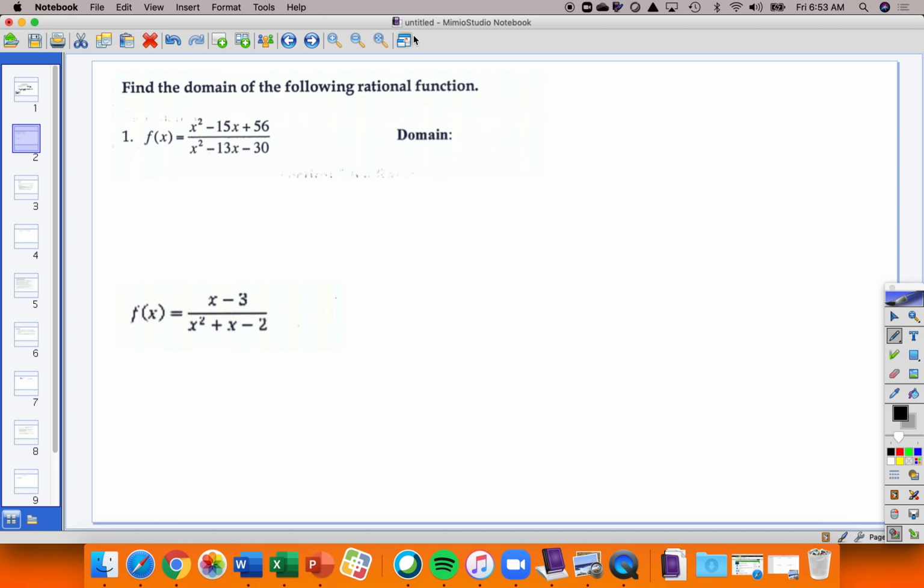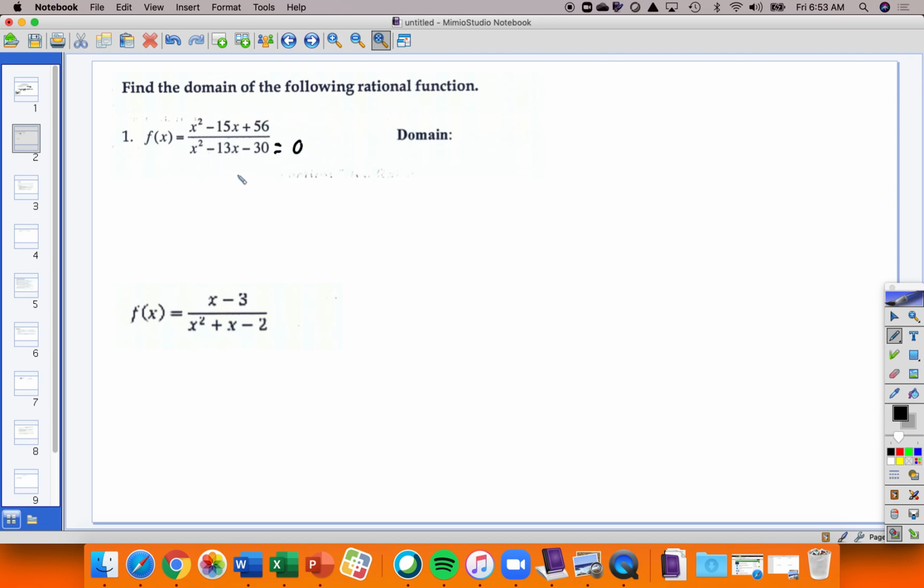When I have a fraction, the only thing I can't do is have a number over 0. A number divided by 0 is undefined. A 0 divided by a number is just 0. That's cool. But this is not cool. So I've got to figure out where my denominator is 0, because whenever my denominator is 0, I need to eliminate it from my domain. So I've got to figure out when this denominator equals 0.